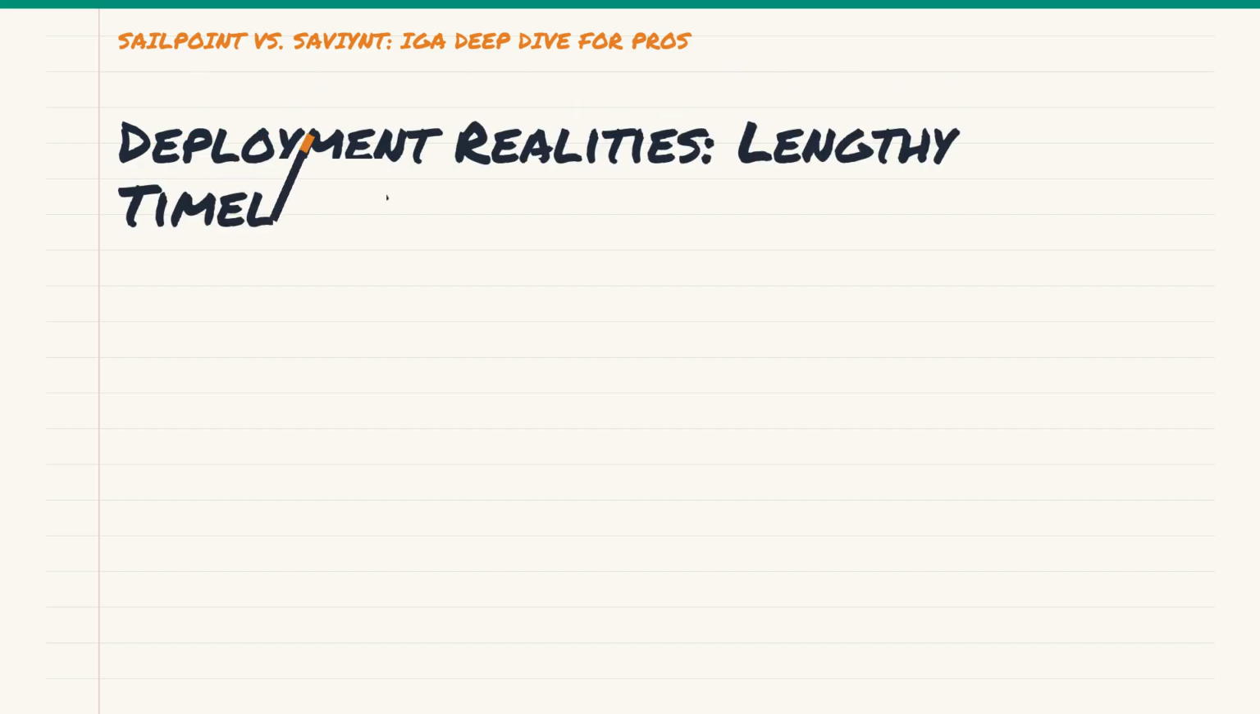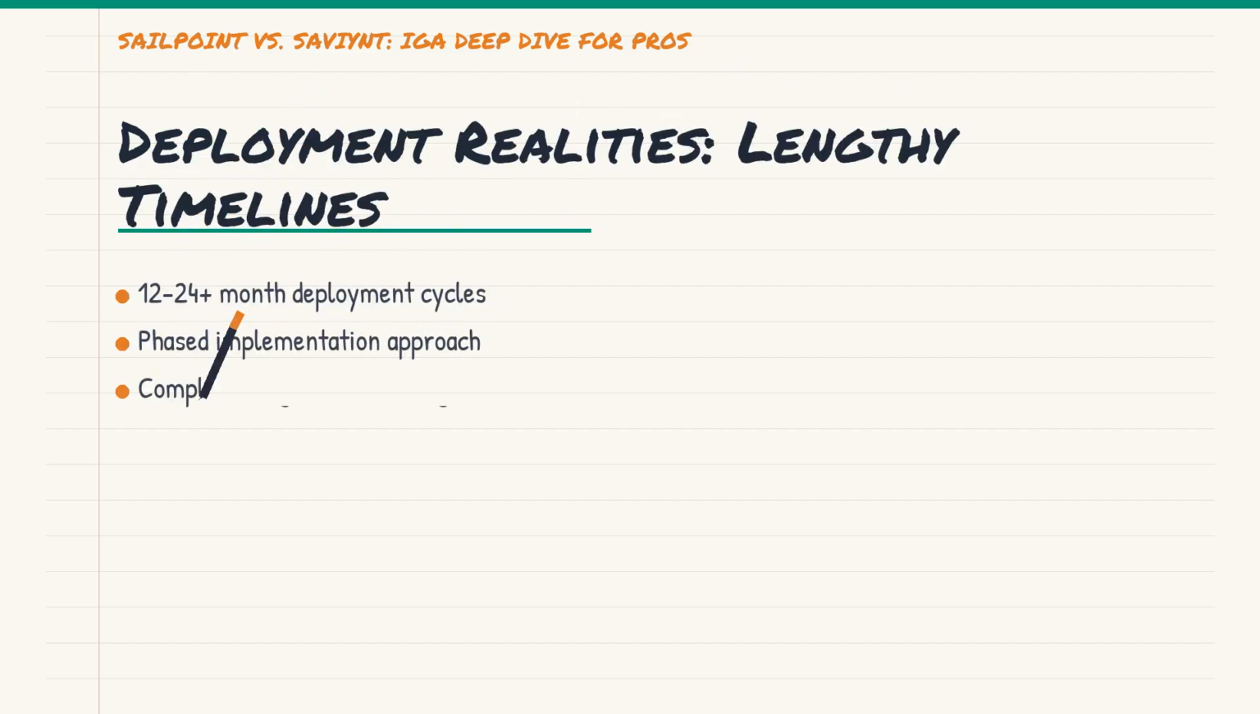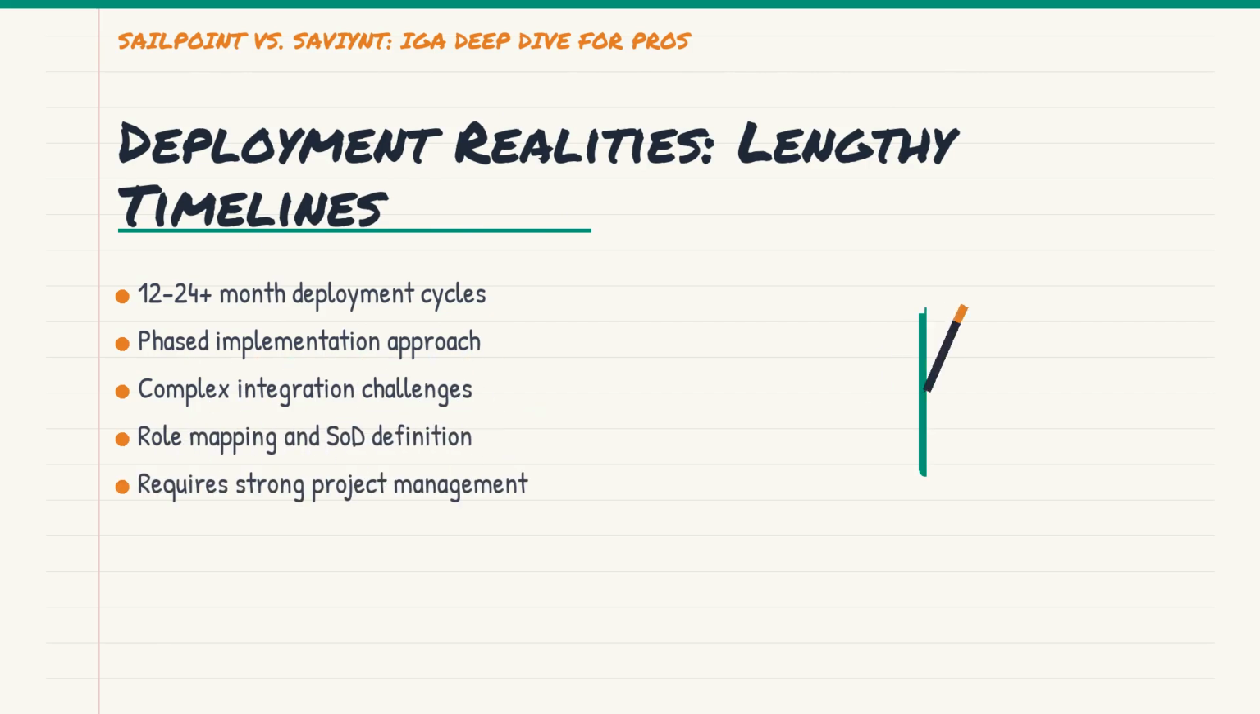Speaking of long-term, deployments of these enterprise-grade IGA solutions are rarely quick. For a large bank with hundreds of applications, a full deployment can take 12 to 24 months, sometimes longer. This involves phases like discovery, design, connector development, policy configuration, testing, user acceptance, and phased rollout. The complexity of integrating with diverse systems, mapping roles, and defining SOD rules across a vast application landscape contributes to these lengthy timelines. This requires significant project management and stakeholder buy-in.